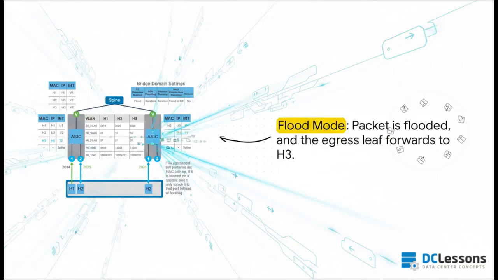Dropped. And for our grand finale, flood mode once again acts as the ultimate safety net. The packet gets flooded using that GIPO multicast to every leaf in the bridge domain. When it gets to the right destination leaf, that switch already knows H3 is on a local port with VLAN 2025, and it takes care of the final delivery. Discovery is, once again, guaranteed.